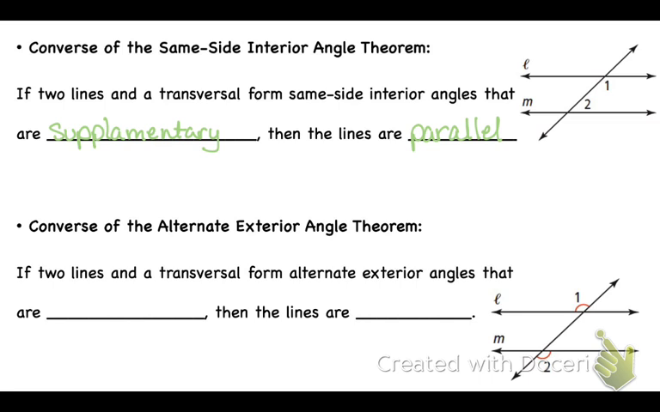Okay, the converse of the alternate exterior angles. Alternate exterior angles were congruent, yes? So if two lines and a transversal form alternate exterior angles that are congruent, then the lines are parallel.